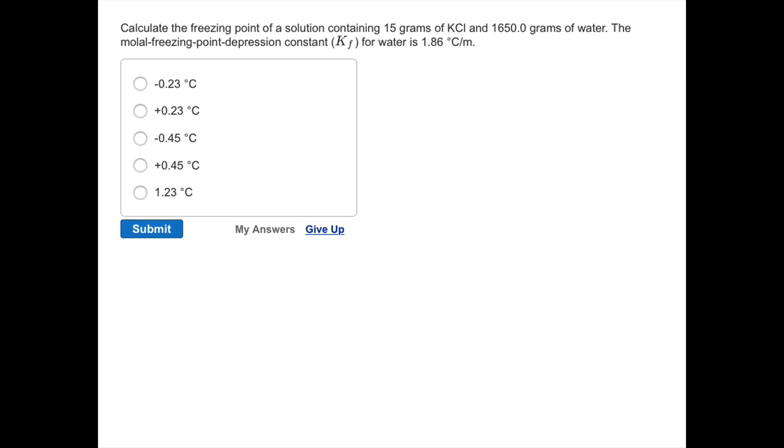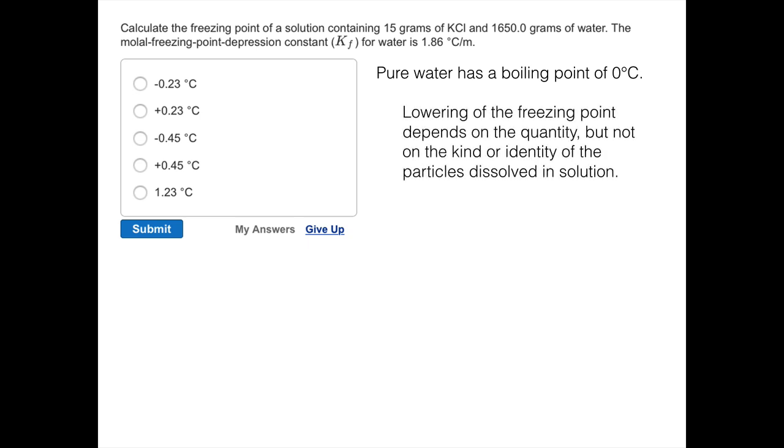Next, we're going to look at a solution containing 15 grams of KCl in 1,650 grams of water, and we're going to determine its freezing point. Pure water has a freezing point of 0 degrees Celsius, and when we create a solution, that freezing point is going to lower. So the lowering of the freezing point depends on the quantity and not the kind or identity of the particles dissolved in solution.